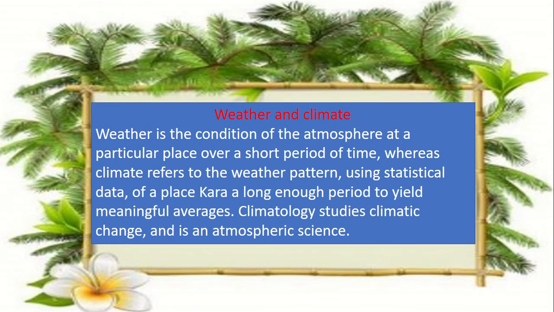What is weather? Weather is the condition of the atmosphere at a particular place over a short period of time, whereas climate refers to the weather pattern, using statistical data of a place over a long enough period to yield meaningful averages. According to climatology studies, climatic change is an atmospheric science. So simply we can define that weather means the condition of atmosphere for a short period of time in a particular area, and temperature and pressure of air, wind direction, speed, humidity, quantity etc.